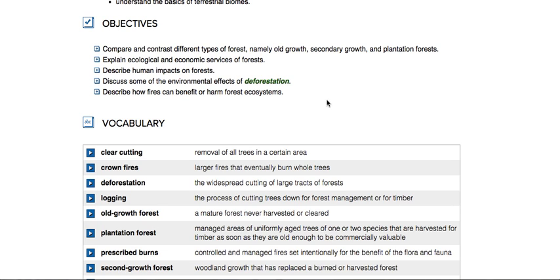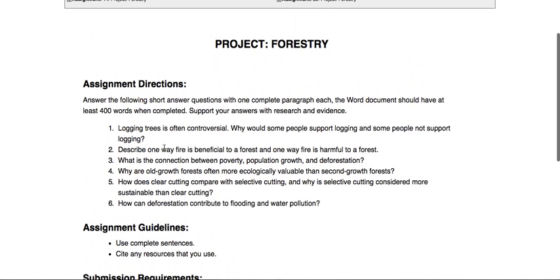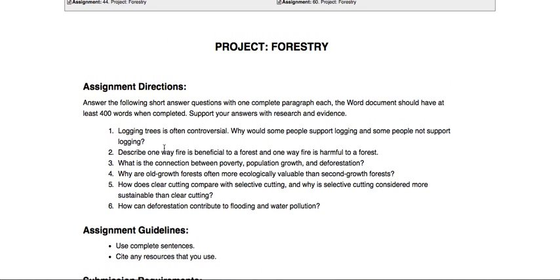Okay, so with that, let's go forward and take a few minutes and talk about the project. So this forestry project really is simple. There's 6 questions, and what you're going to do is I want you to put some thought and some real thought into these questions.